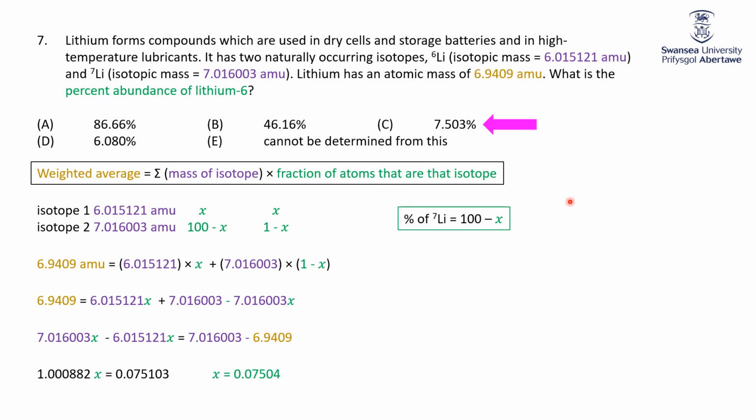So 3 questions in a row associated with the different levels of complexity of using atomic mass is equal to the sum of, for each isotope, the mass of the isotope times the fraction of the atoms that are that isotope.